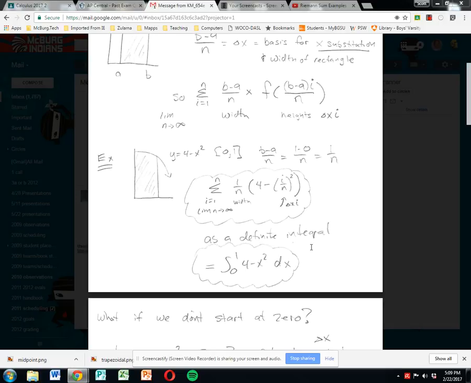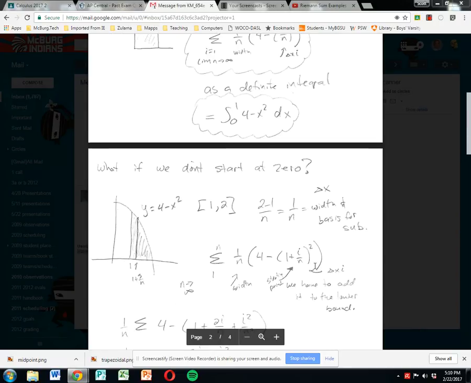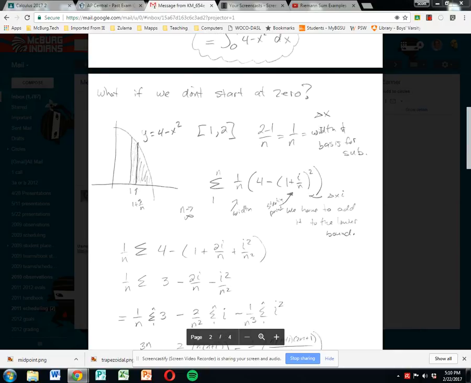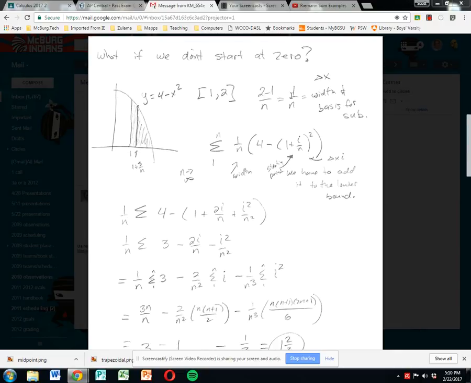So as a definite integral, we would write this. This is the same thing as the definite integral from 0 to 1 of 4 minus x squared dx. And we will look at more of these later, but I will keep writing these definite integrals so we can see the tie-in. What if we don't start at 0?